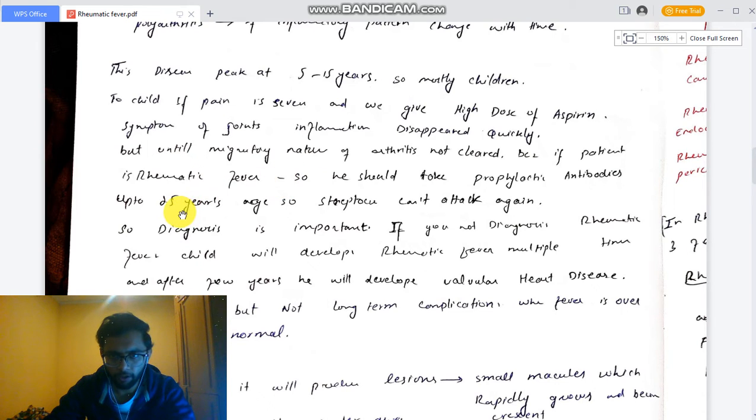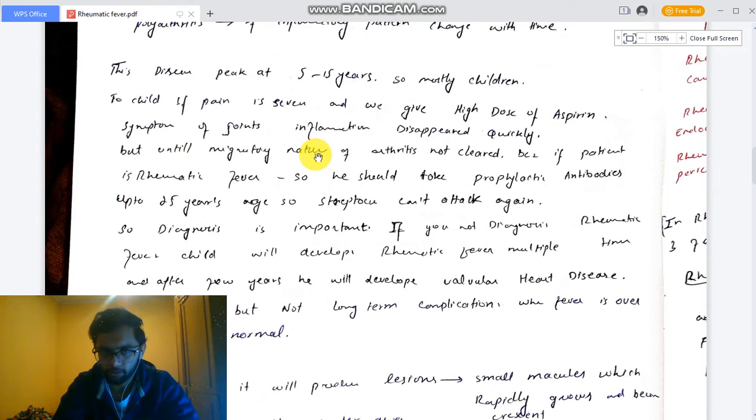antibiotics up to 25 years of age, so streptococcus cannot attack again. So basically, the child who is affected with rheumatic fever can be affected with rheumatic fever again if the streptococcal organism attacks the joints again, or attacks the child. So we must give these prophylactic antibiotics to the child for up to 25 years, so there will be no rheumatic fever until then.